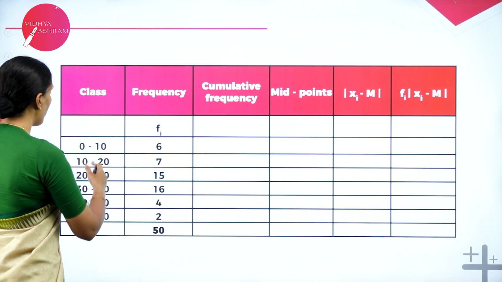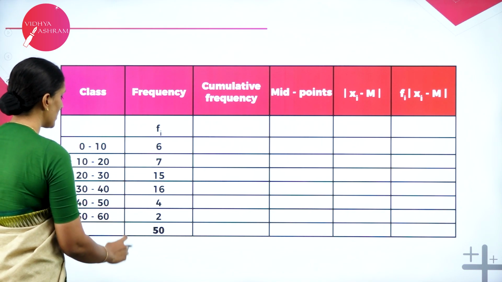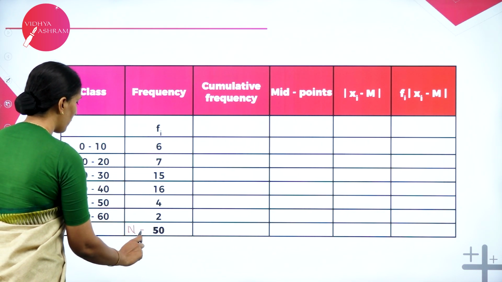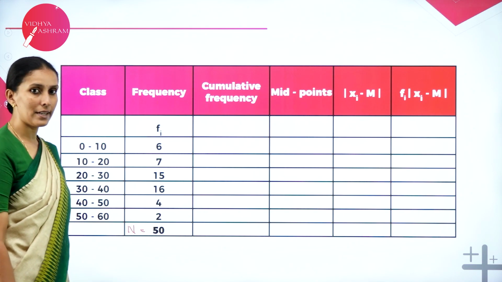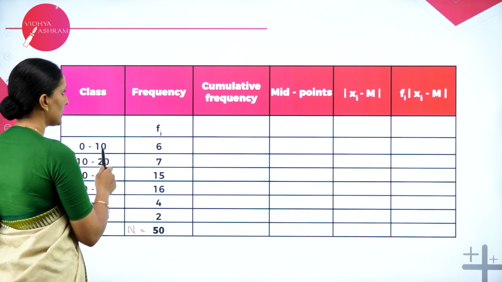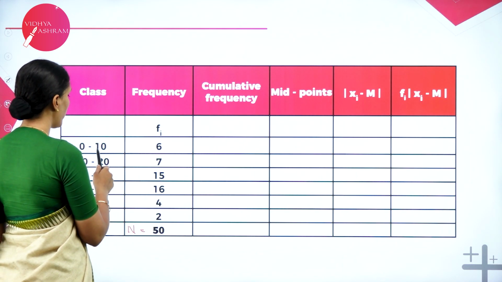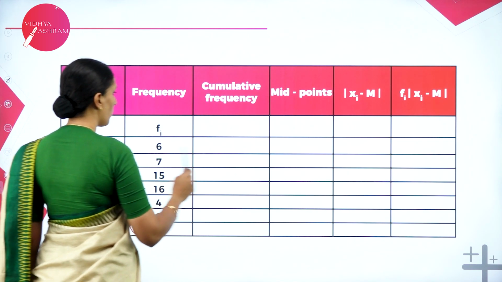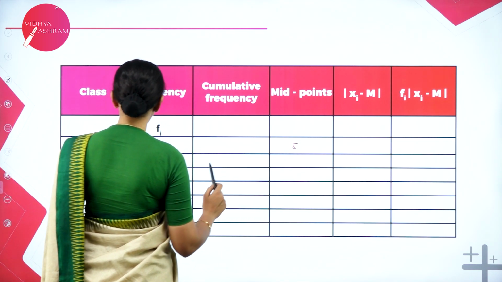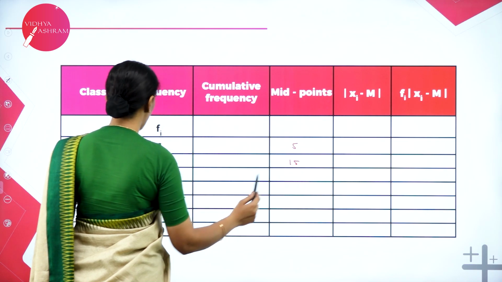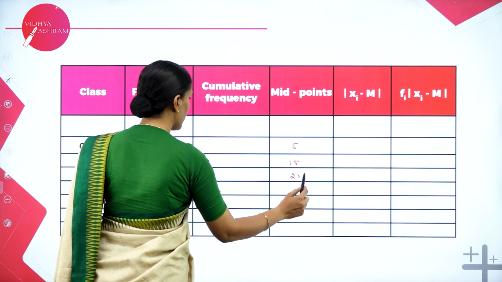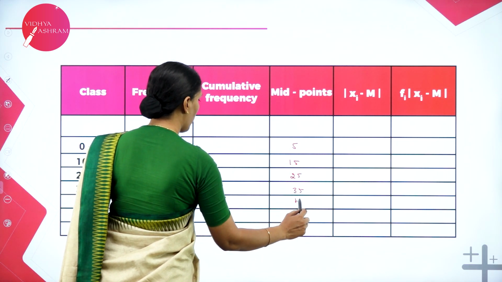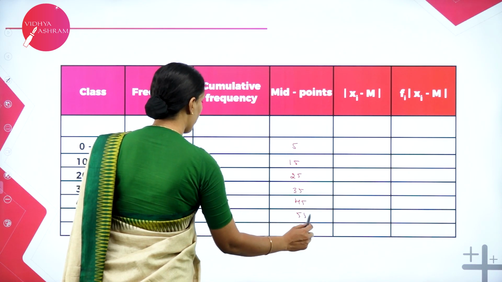So once we have written the class interval and frequency, we'll get the total number of observations. So here we got n is equal to 50. Now first, let us write the midpoints of the interval. So 0 to 10, 5. Next 10 to 20, 15. Next we have 25, 35, 45, 55.